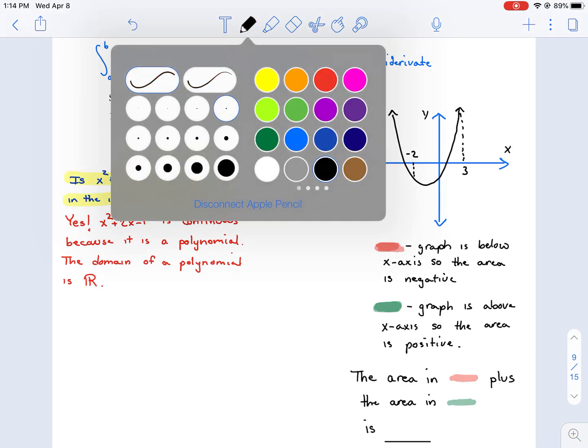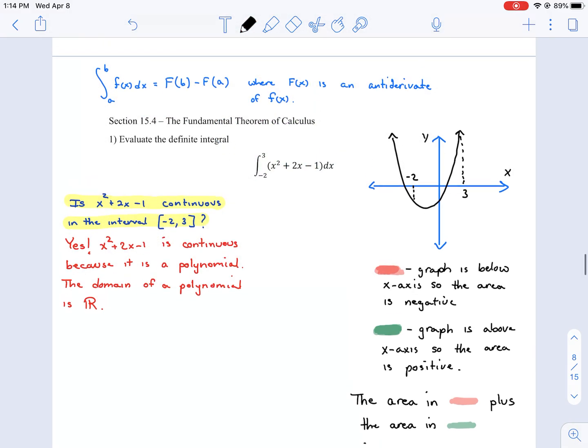So, from now we can apply the fundamental theorem of calculus. And it says to evaluate the definite integral, we're going to have to find a capital F of x, which is an antiderivative of the lowercase f of x, and then evaluate the antiderivative at b and at a, and then subtract those two values.